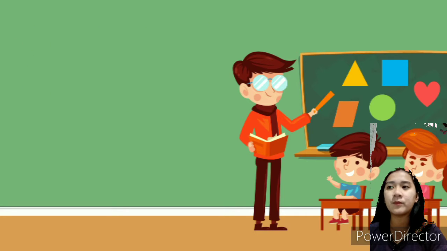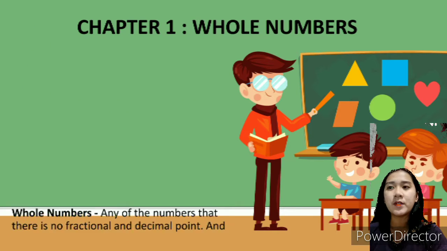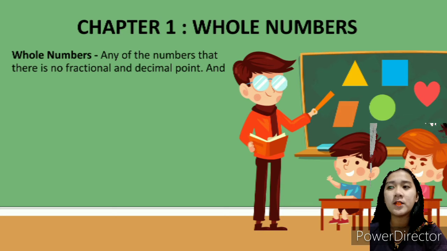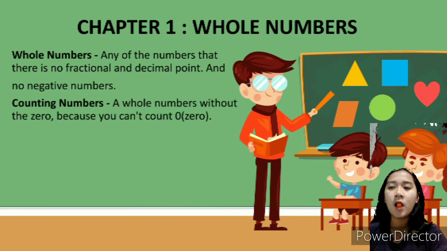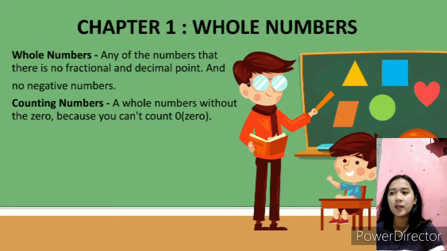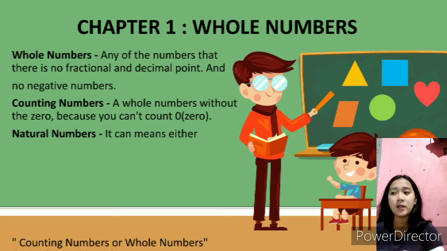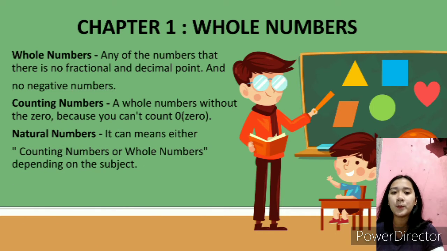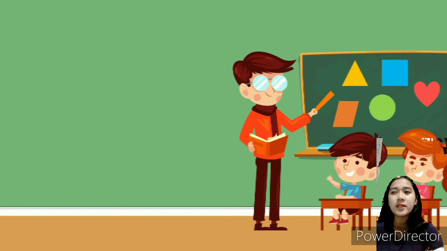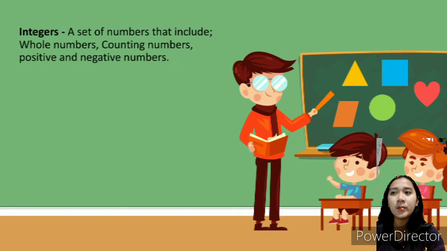Chapter 1. Whole numbers. Whole numbers are any of the numbers that have no fractional or decimal part and no negative numbers. Counting numbers are whole numbers without the zero, because you can't count zero. Natural number can mean either counting numbers or whole numbers, depending on the subject. Integers are a set of numbers that include whole numbers, counting numbers, positive and negative.